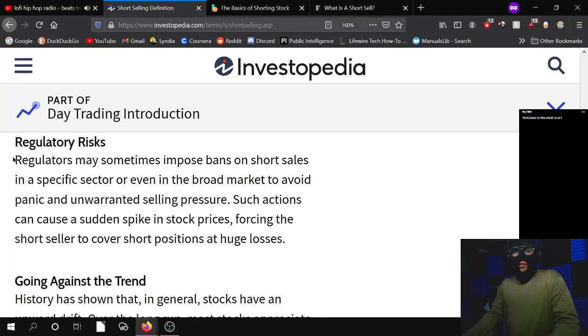Regulatory risks. Regulators. Yeah, regulatory risks and regulators sound different, but it's the same word. Regulators may sometimes impose bans on short sales in a specific sector or even in the broad market to avoid panic and unwarranted selling pressure. Such actions can cause a sudden spike in stock prices, forcing the short seller to cover short positions at huge losses. Yeah, that's the thing with regulatory risks.